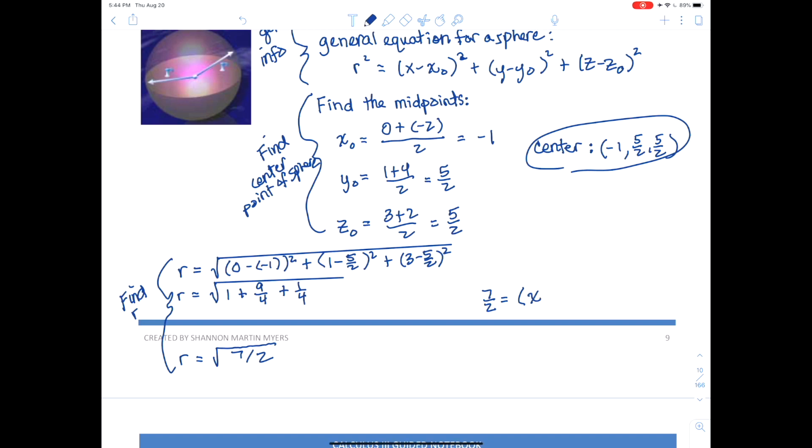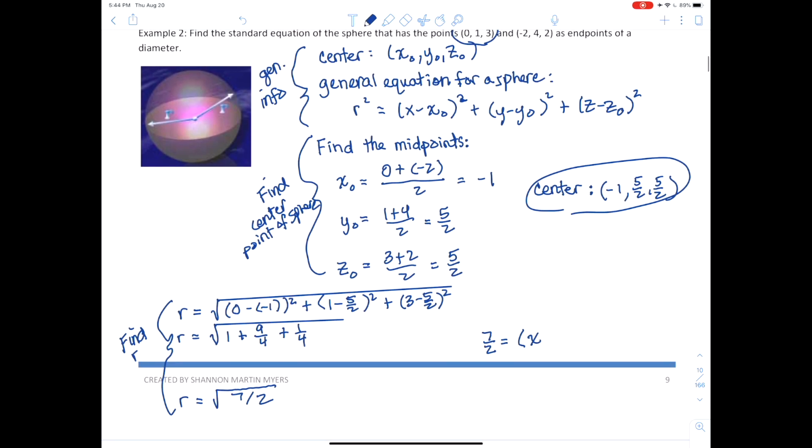so remember our general equation, x minus x0. So my x0, I'm using the center of the sphere. So we'd have x minus -1 squared plus y minus 5 halves squared plus z minus 5 halves squared.